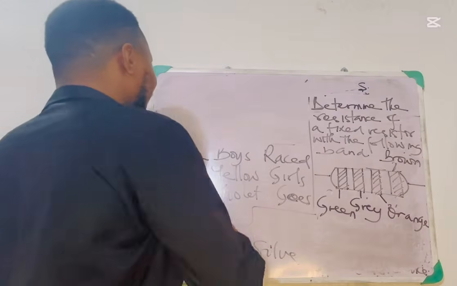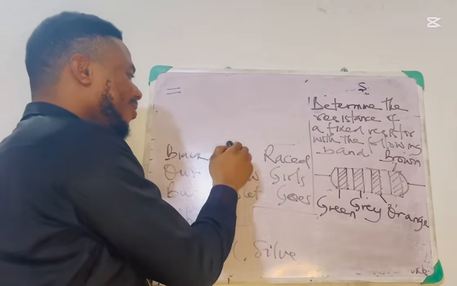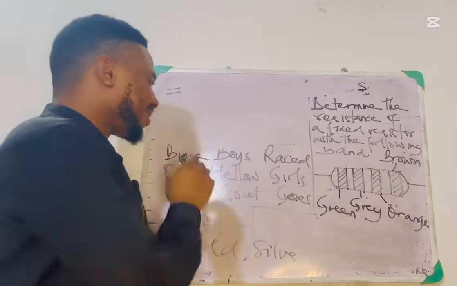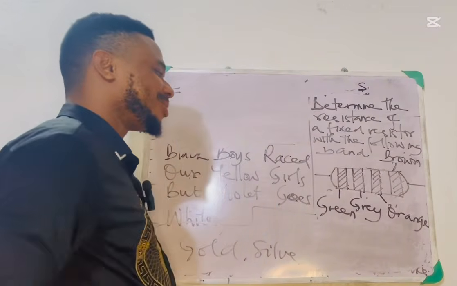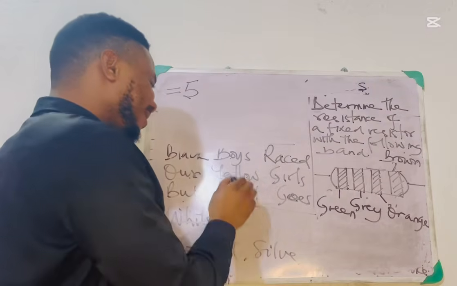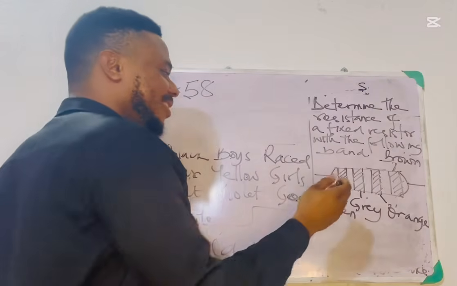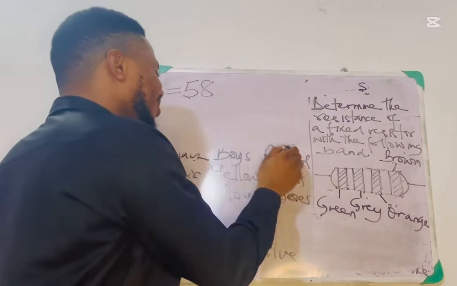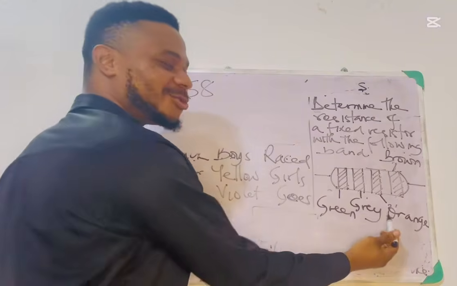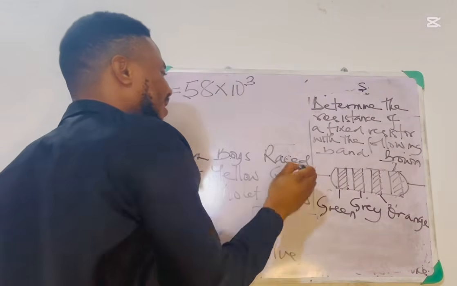Green: black boys raised are 0 1 2 3 4 5. So it means that green is 5, 6, 7, 8. Gray is 8. Orange is 1, 2, 0, 1, 2, 3. Orange is 3. And orange will now serve as the multiplier. So this will be times 10 raised to power 3.